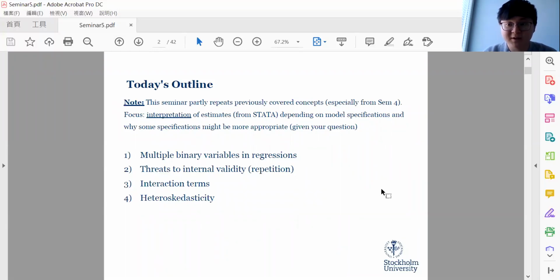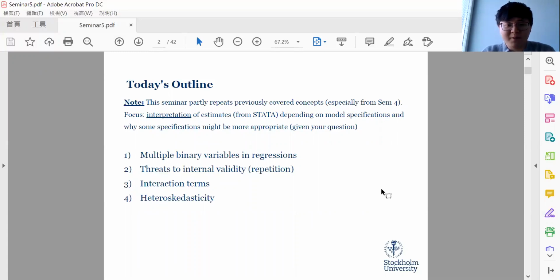So first, I will talk about assignment 3, and then I will talk about multiple binary variables in regression, and then threats to internal validity. These are the things you should keep in mind when you write the term paper. Also some additional things about interaction terms. And the last one is heteroscedasticity.